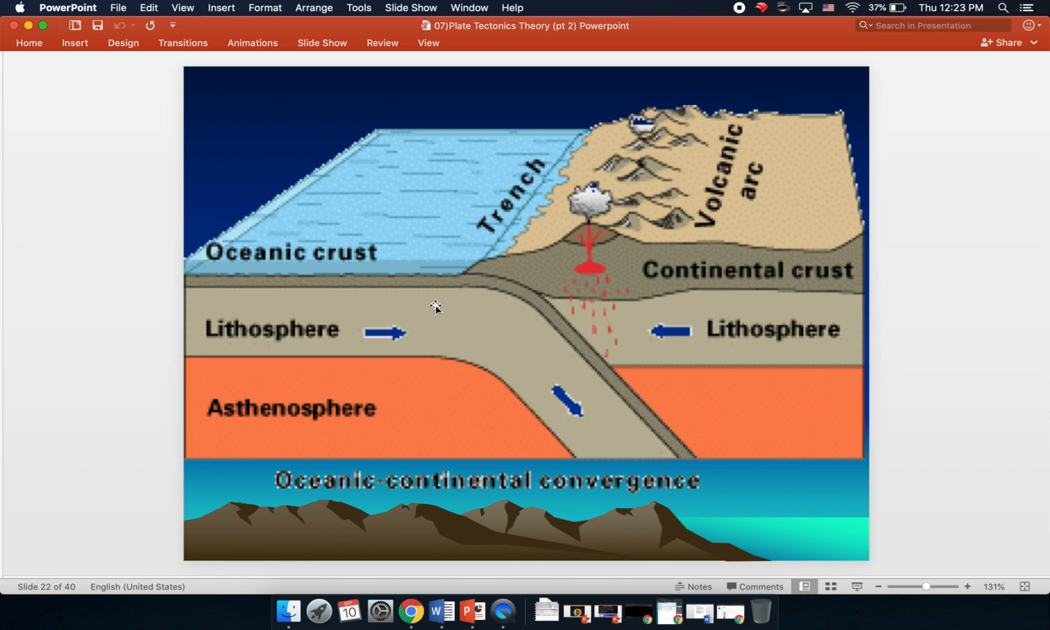Most of the time the plates are more or less still, but the tension really builds up. You've got this pressure building up between these two plates, and when the pressure becomes too much, that friction can't hold them in place, they slip and move, and that's what causes us to have earthquakes.